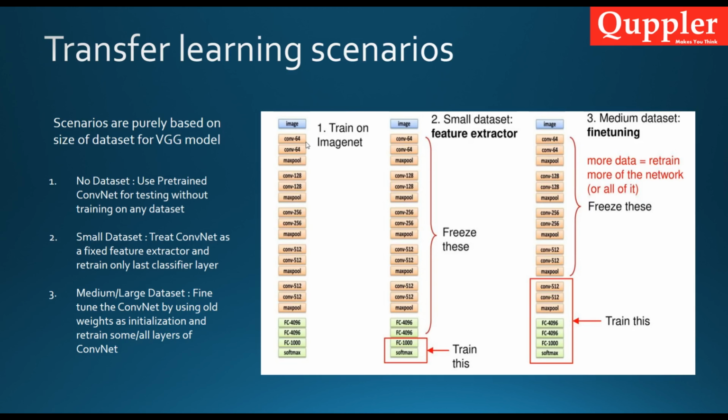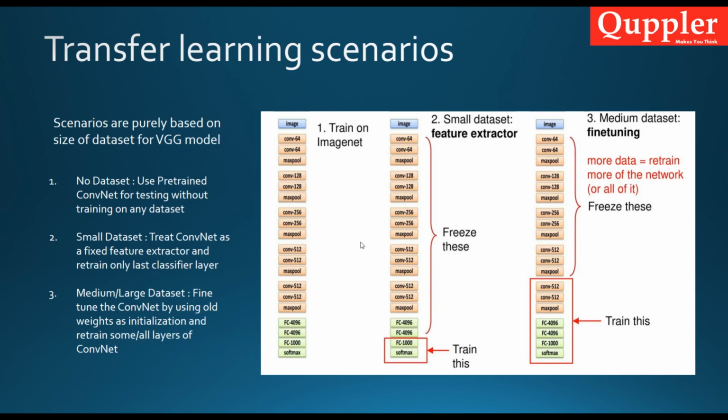In the first scenario, for example, you don't have any data set. Let's say you have two images on your system which you want to validate, whether it's a cat, a dog, or something else, and you don't have anything to train on. Then you are going to use a pre-trained convolutional neural network model for testing without training on any data set.